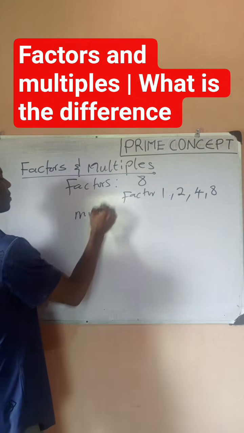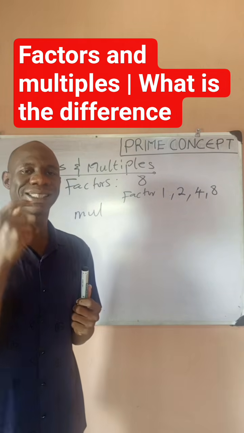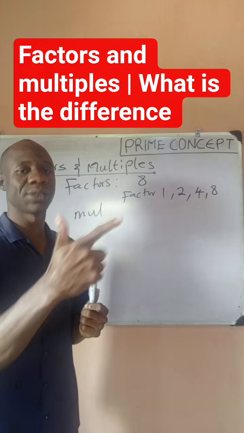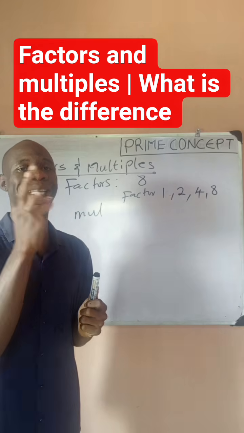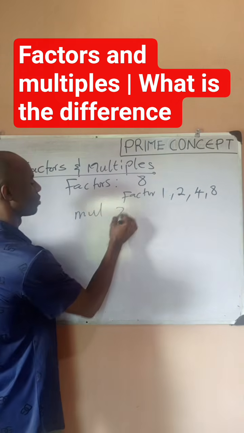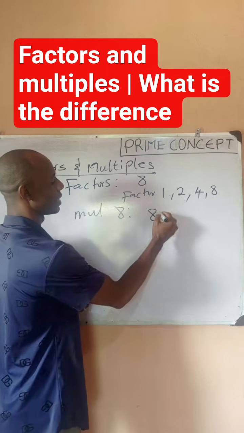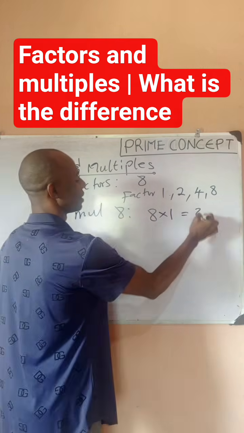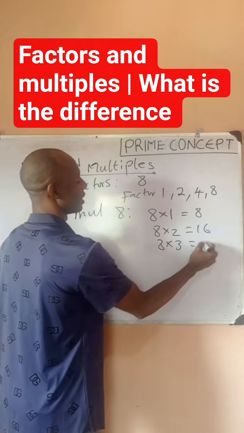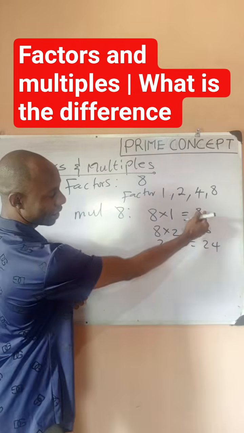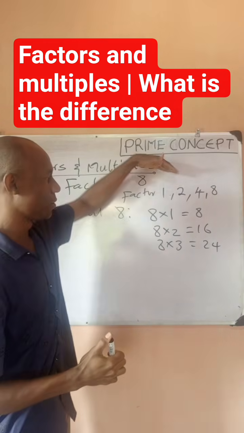Now, what are multiples? Multiples are numbers that are obtained by multiplying that number by integers that increase by 1. Or you can say multiples are numbers obtained by counting a number in steps. For example, we want to find the multiples of 8. The multiples of 8 can be gotten by multiplying 8 by integers. 8 times 1 is 8. 8 times 2 is 16. 8 times 3 is 24, and so on. So 8, 16, 24, and so on are the multiples of 8.